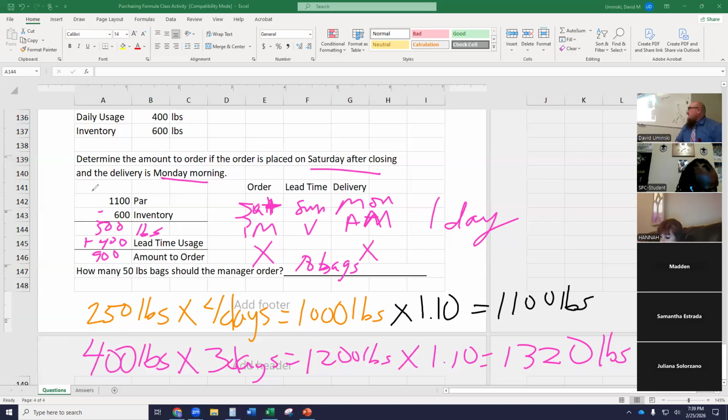All right. So you can see how sometimes we have to mix and match the weekend par with the weekday usage because we want to look and see what the usage is on the day that is our lead time.